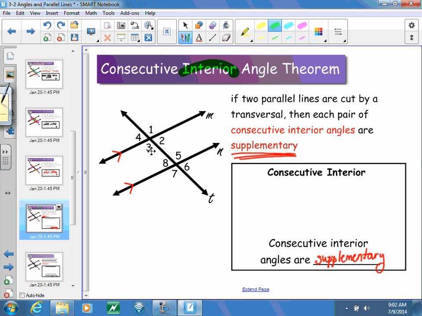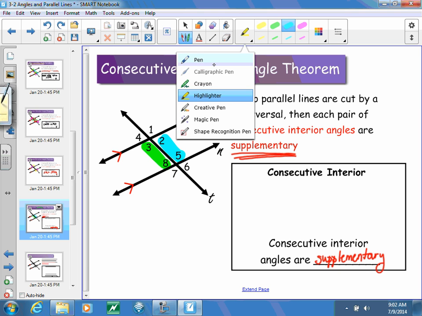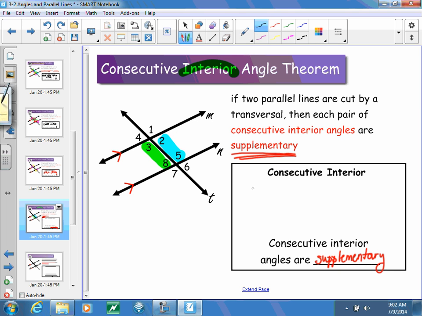Interior angles, I'm talking about 3 and 8 and 2 and 5. So we can go ahead and say that the measure of angle 3 plus the measure of angle 8 has to equal 180. And we can say that the measure of angle 2 plus the measure of angle 5 equals 180.